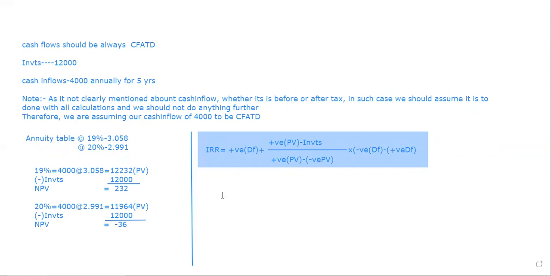Positive discount factor means where you got your NPV, at which discounting factor you got a positive value. So we have got a 19 and a 20 discounting factor. So did you get a positive value of NPV at 19%, or did you get it at 20%? 232 positive value I'm getting at 19%. So that one I'm going to take here. That is 19 plus.